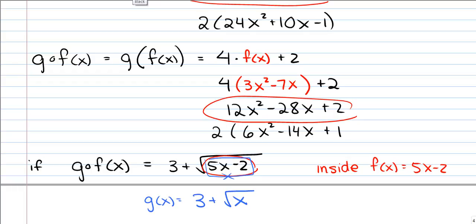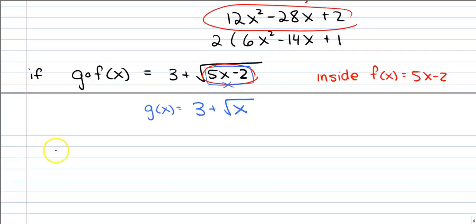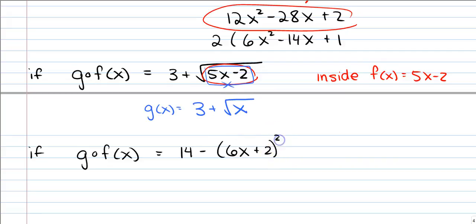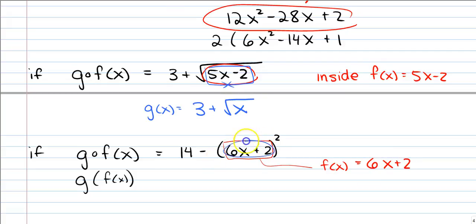Let's try another one of those. There's more than one answer to this. But there's more than one wrong answer as well. If g dot f of x is 14 minus 6x plus 2 squared, then the inside stuff is going to be the f of x guy, because f of x is inside. G dot f, that's g of f of x. So f of x is going to be the 6x plus 2. G of x, we're going to use x for where we're putting f of x, and that's going to be 14 minus x squared.